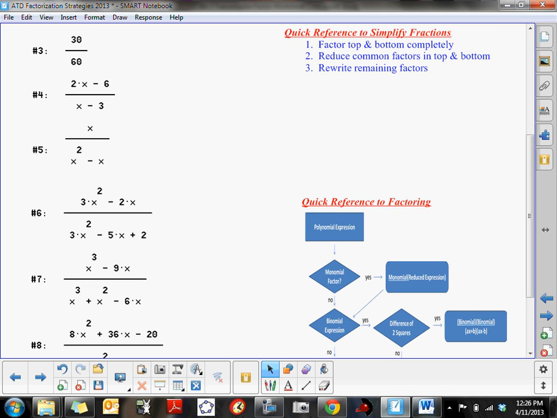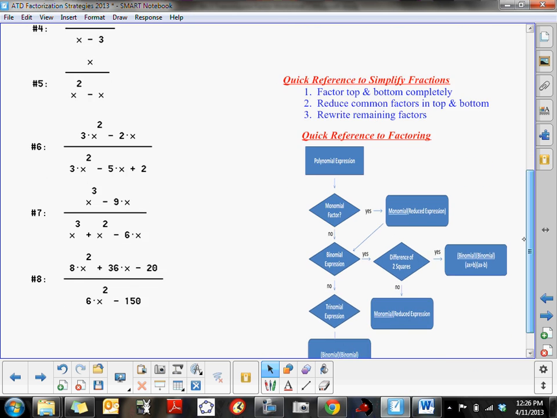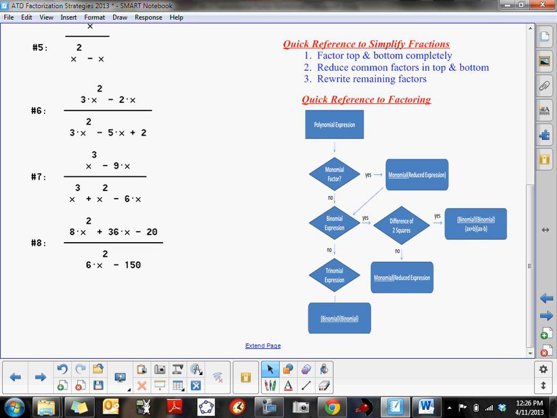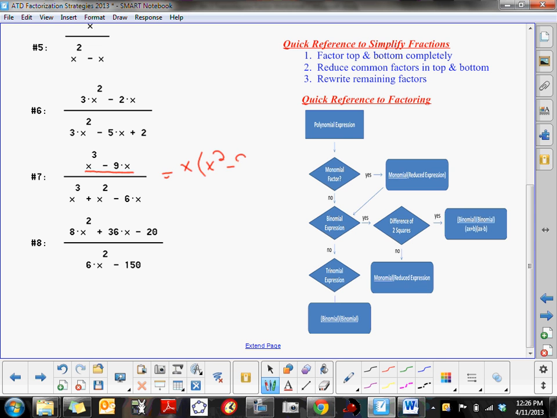Just wanted to see this part of it. We want to factor the top and bottom completely. So the first thing I'm going to do is take a look at this numerator and see what factors out. It does have a monomial factor, so I'm going to take out an x, and it's x squared minus 9.